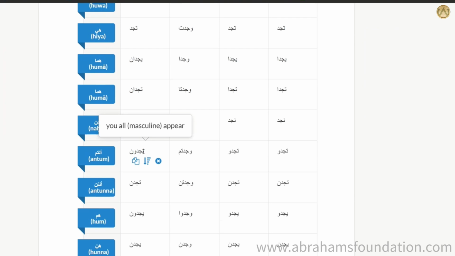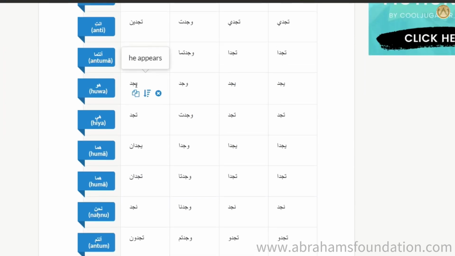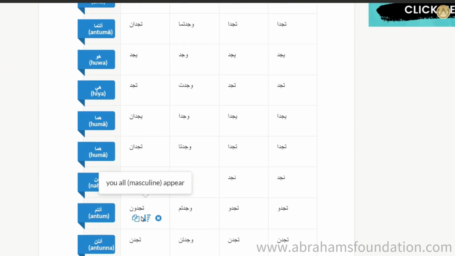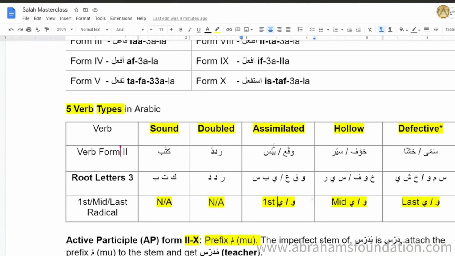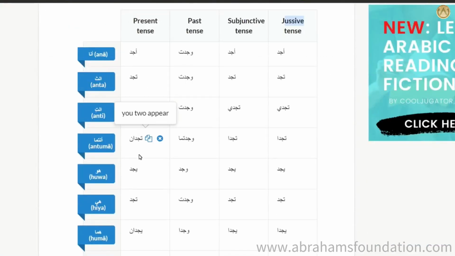It doesn't disappear, it assimilates. It transforms here in the beginning only. So the assimilated verb is the one whose first letter is a waw or ya. That's easy, that's all you have to know. You don't have to conjugate it, but if you do, go to this website. This is way better. This one shows you how it assimilates.